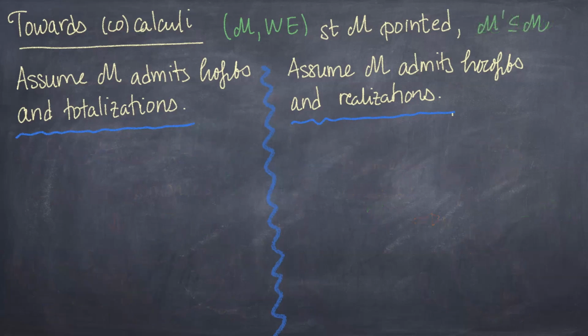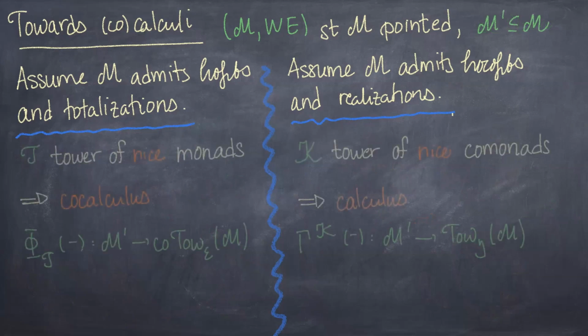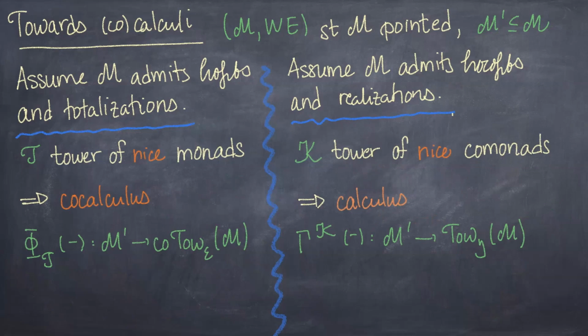And so when is this actually going to give us calculus? So if we have a tower of nice monads, I'm not going to go into details about what nice is here, the sort of nice homotopical properties, behaving nicely with respect to homotopy fibers and geometric realizations and so on. There are ways of setting it up in various model category theoretic contexts, simplicial model categories, and so on. We're just going to say nice for today. If you have nice monads, then you actually get a cocalculus out of this. And if you have nice comonads, you actually get a calculus out of this.